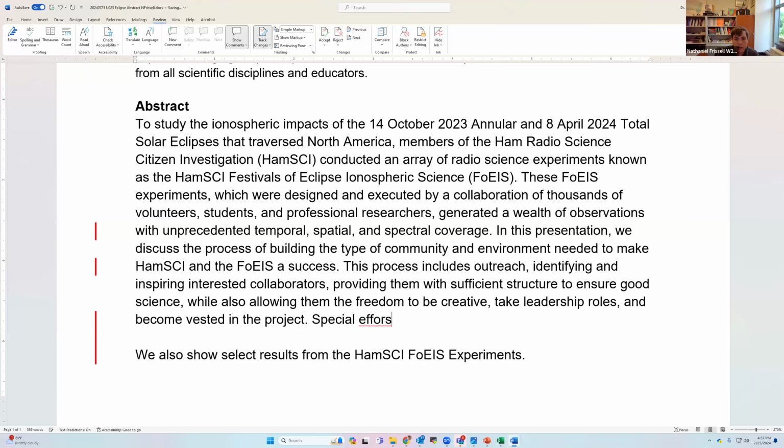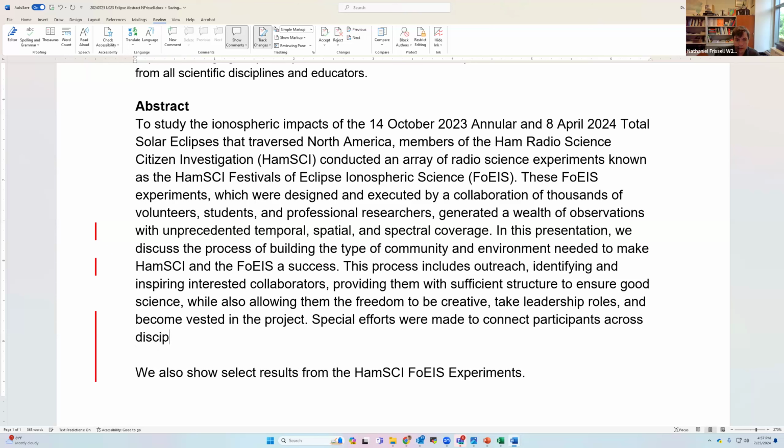Special efforts were made to connect participants across disciplines and skill sets, and, would backgrounds be a good word or not? Yeah, that's a good word. And backgrounds. Does that address what you were suggesting, Bob? Yeah, because through that first HamSci conference, all the way building up to the eclipse, that's what you were doing in a lot of cases. Yeah, I agree with that.